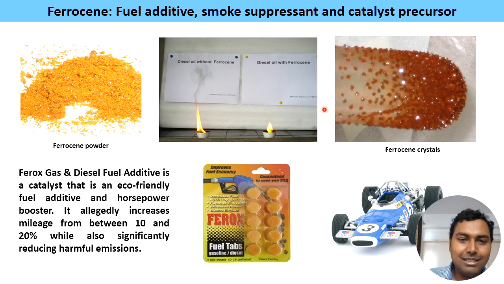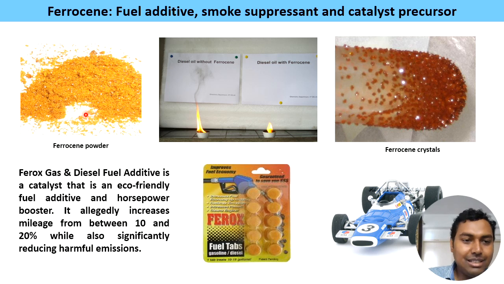Yeah, so this is another big question: why should we synthesize ferrocene, or why should we study ferrocene? The answer is that ferrocene can be used in many applications. The first one is that ferrocene can be added as a fuel additive, which helps us to generate less smoke. So it can be added as a smoke suppressant, and it is also an anti-knocking agent, and ferrocene is a good catalyst precursor. By modification of the ferrocene backbone, we can generate many catalysts.